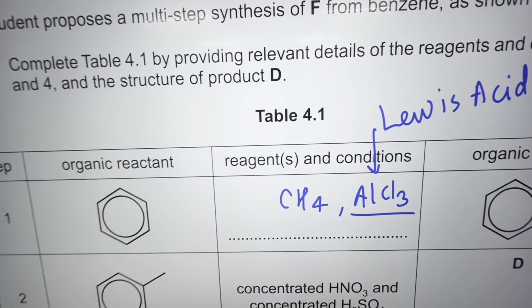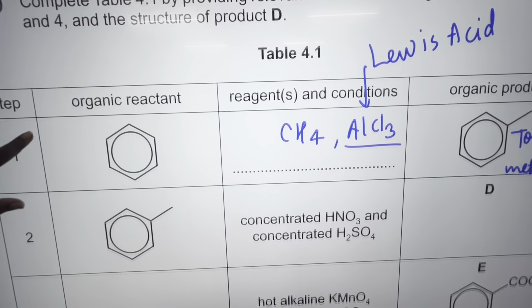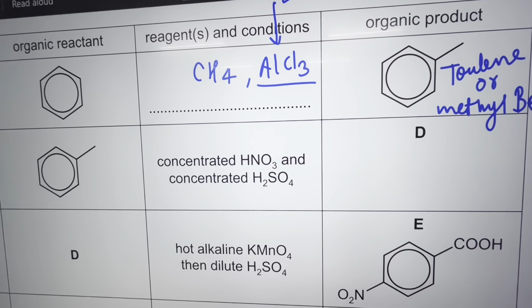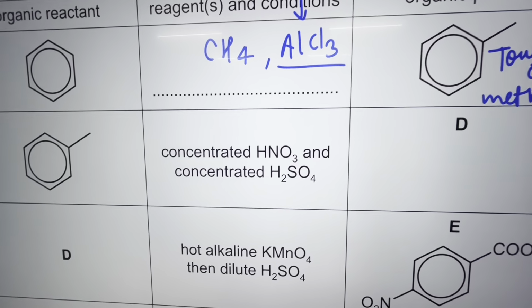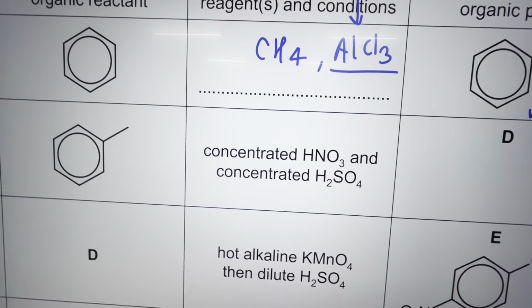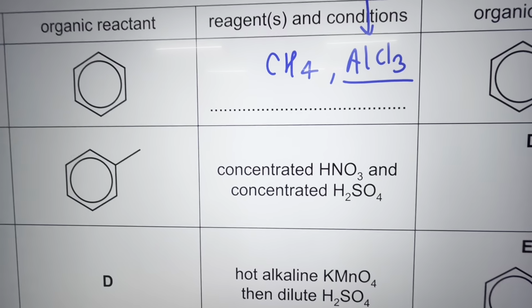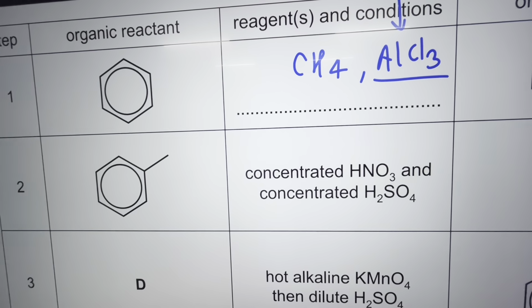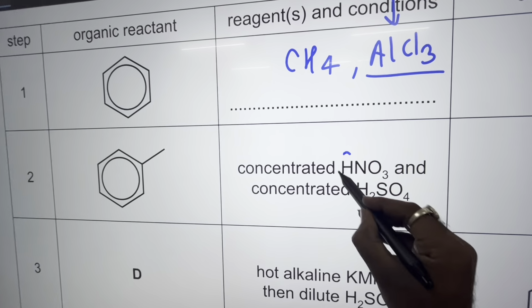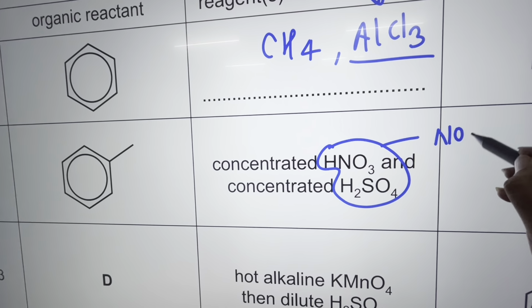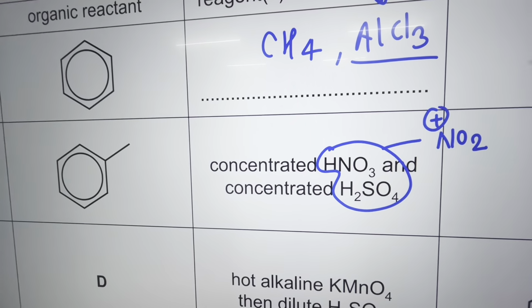Now next they have given the same thing. I'm scrolling down. So methyl benzene, you are reacting with concentrated HNO3 and concentrated sulfuric acid. Now this HNO3 and H2SO4 react and they produce a nitronium ion, that is our electrophile.